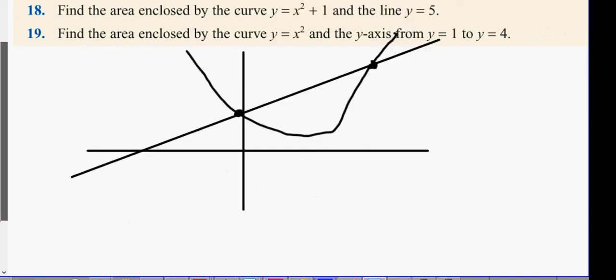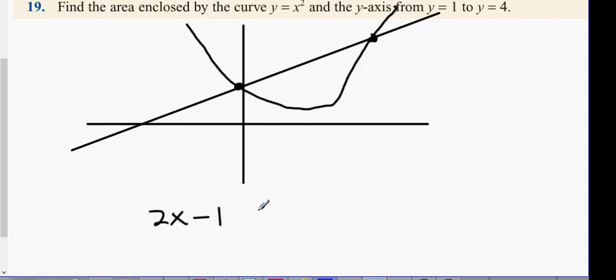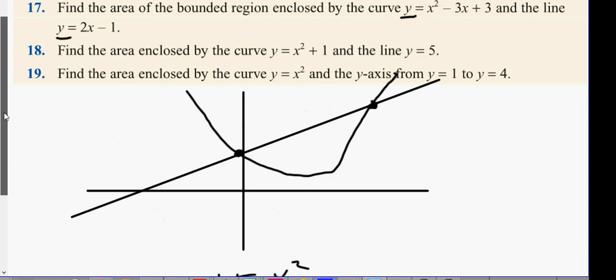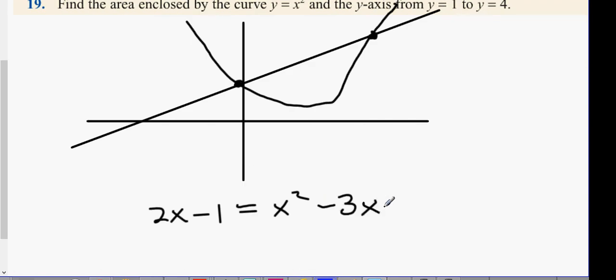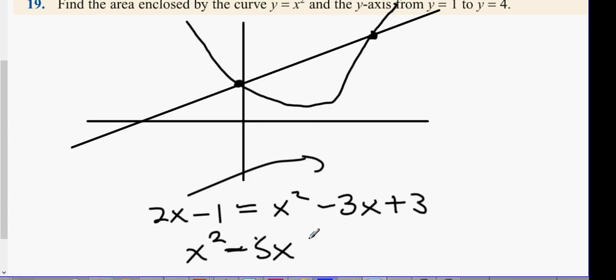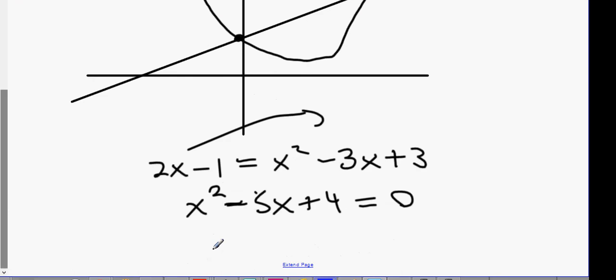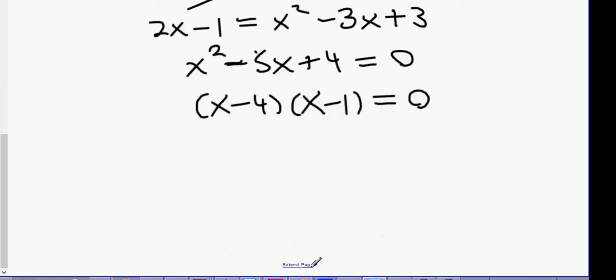So what we're going to get is 2x minus 1 equals x squared minus 3x plus 3. So look what happens here. I'm going to move it over, and I'm going to get x squared minus 5x plus 4. Now we're going to press the equal sign here and solve that. We're going to get x minus 4, x minus 1 equals 0. Then we're going to get x equals 4 and x equals 1.